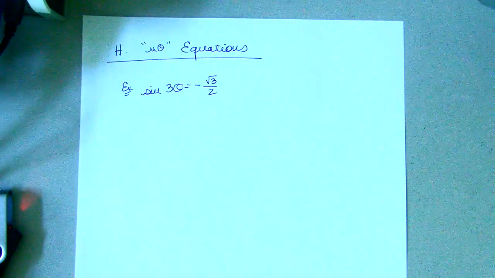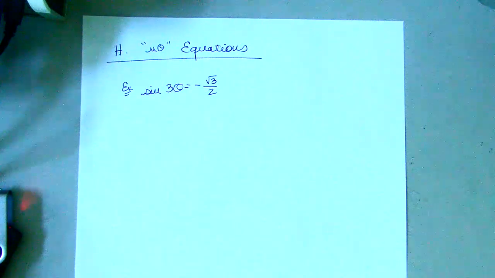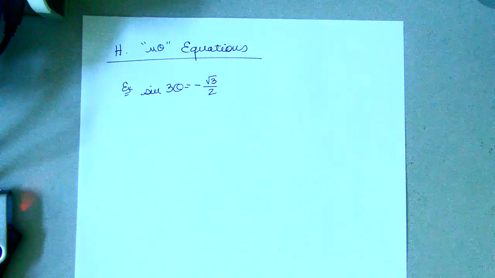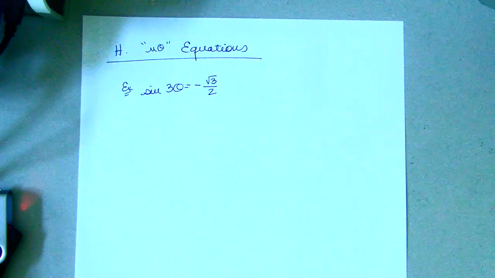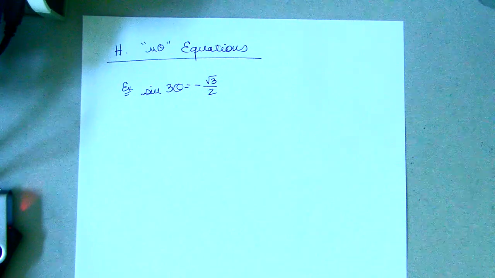There's another variation of equation that I want to look at that I'm going to call n-theta equations. Things like the sine of 3 theta equals negative root 3 over 2. You learned about double angle formulas and all that. This has nothing to do with that.